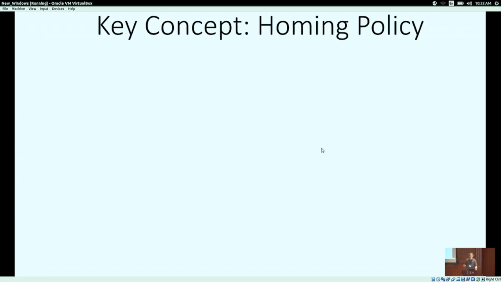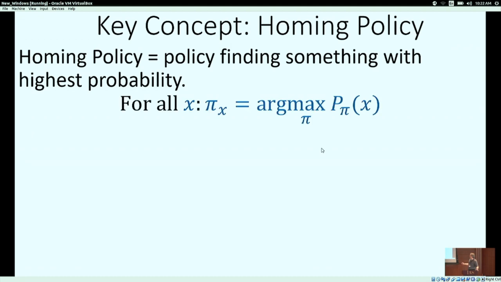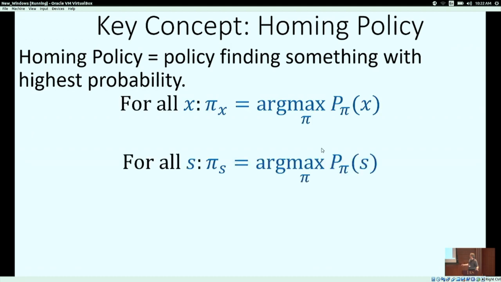Okay, so another key concept is a homing policy. The idea here is you want a policy which finds something with highest probability, and that something could be an observation, or it could be one of the latent states. So we want a policy which is the maximum over all policies, and implicitly the dynamics of the world, of the probability of reaching that observation or that latent state.